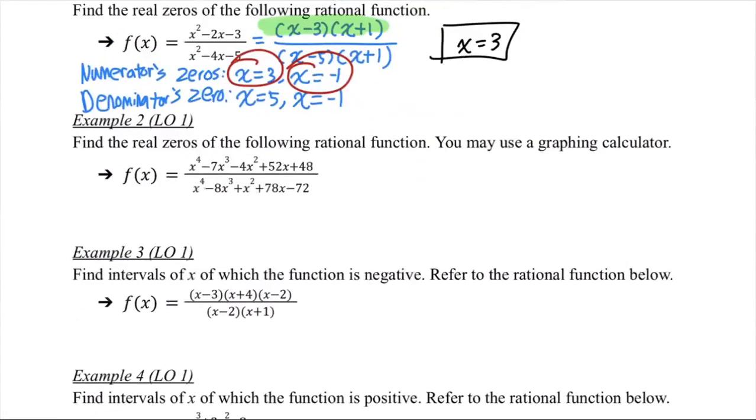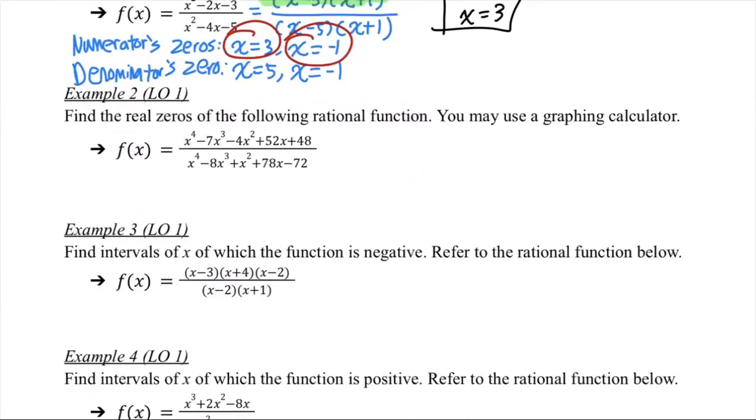Great. Let's look at example 2. Find the real zeros of the following rational function. You may use a graphing calculator. Great. Let's take out a graphing calculator together, and let's go through this together.